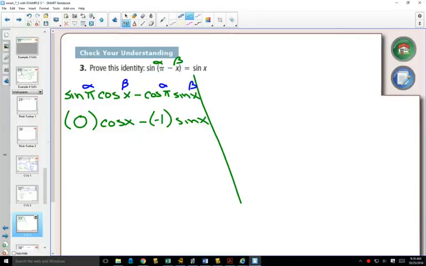Yes? Could you also use sine minus sine here? No, because the only formula for sine alpha minus beta is sine alpha cos beta minus cos alpha sine beta. So if we have two things subtracted inside of sine, this is the only formula that there is.